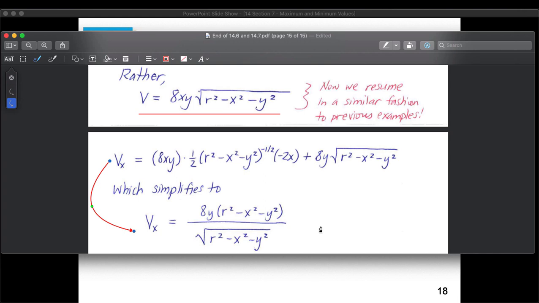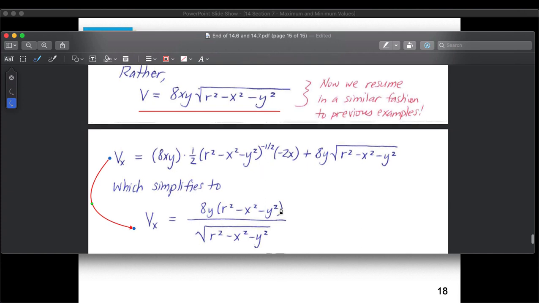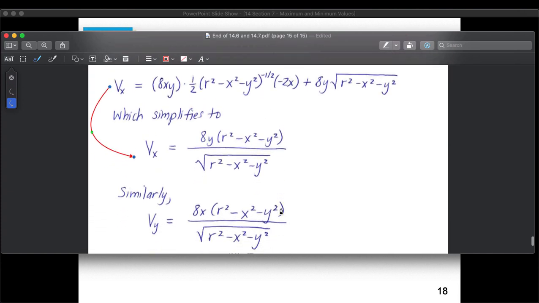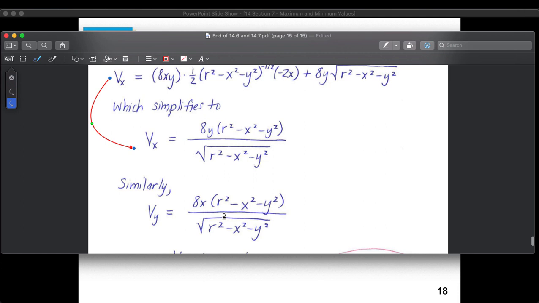Now the nice thing about the symmetry of this function of the volume is that when you take the derivative with respect to y, you end up getting a very similar derivative, except the only difference is instead of y up here, it's going to be an x.